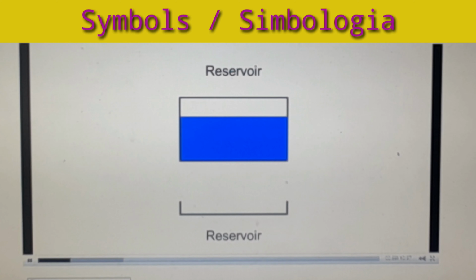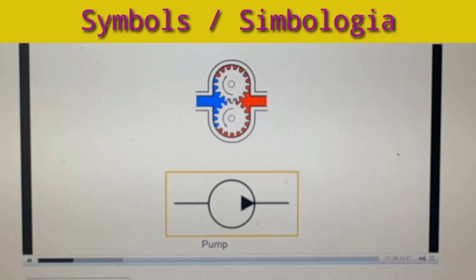Here is the reservoir. The symbol used to represent the reservoir is a rectangle without a top. The symbol for a positive displacement pump is a circle with an arrow pointing away from the center in the direction of flow.